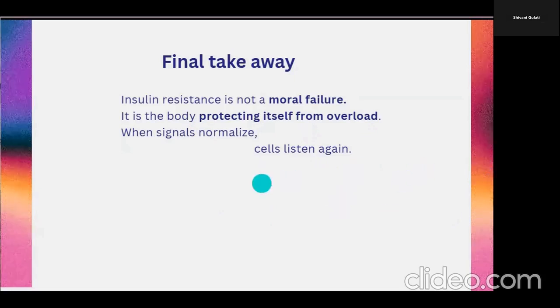And this is completely reversible when we gradually normalize the signal. So, better meal timings, better balanced nutrition, improved sleep, reducing the stress and movement. So these all things will help the cells to come out of that overload, and then the cells begin to listen again. So when the environment improves, the body has the ability to recover and rebalance on its own.